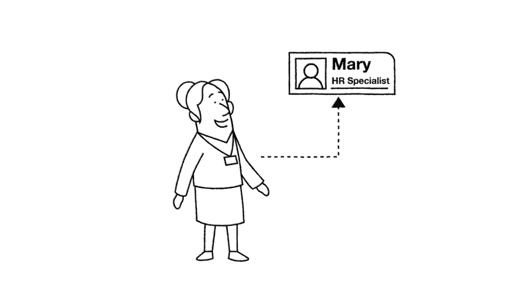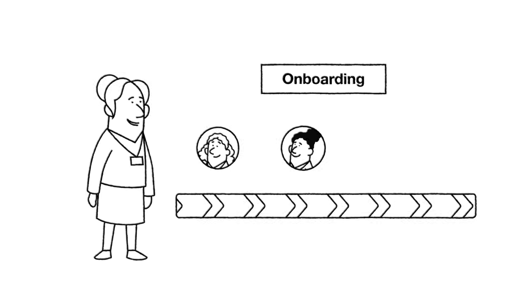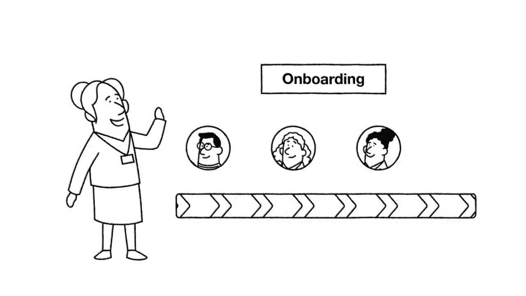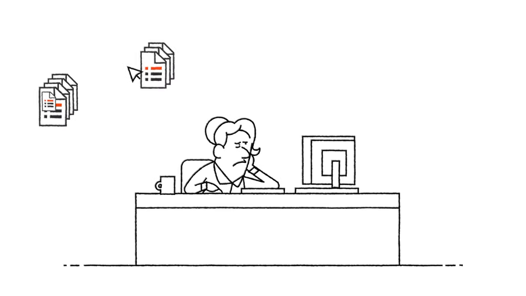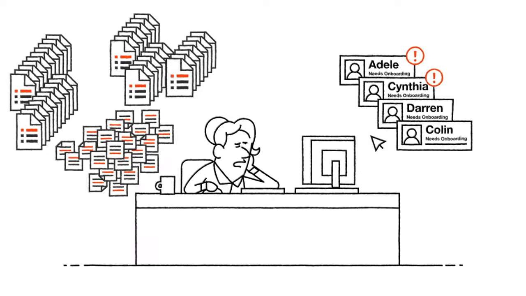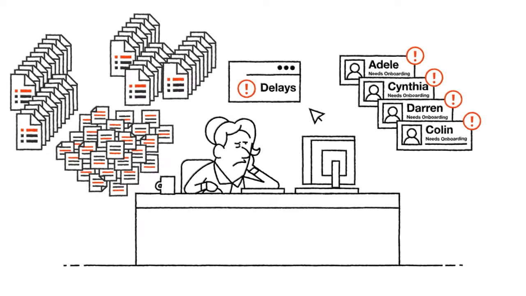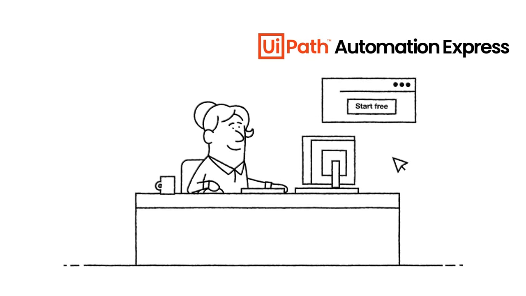Take Mary. She works in HR for a global company. It's always been her mission to give employees the best onboarding experience and help people thrive. But she's bogged down in endless paperwork, collecting new hire information and creating employee records, all of which delays the process. That's all about to change now that Mary is using UiPath Automation Express.